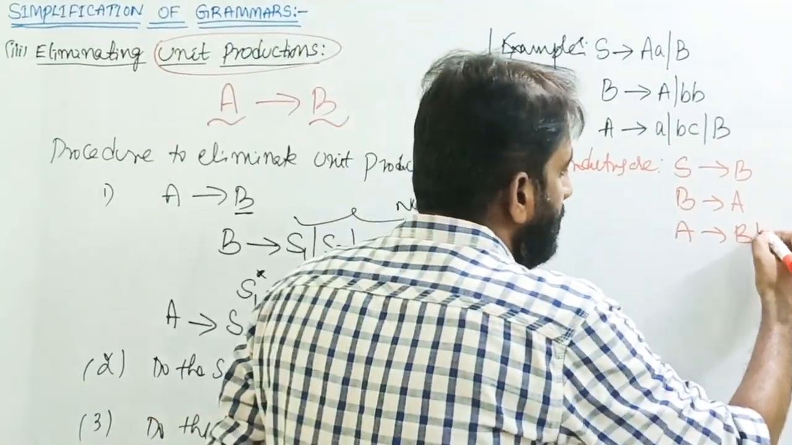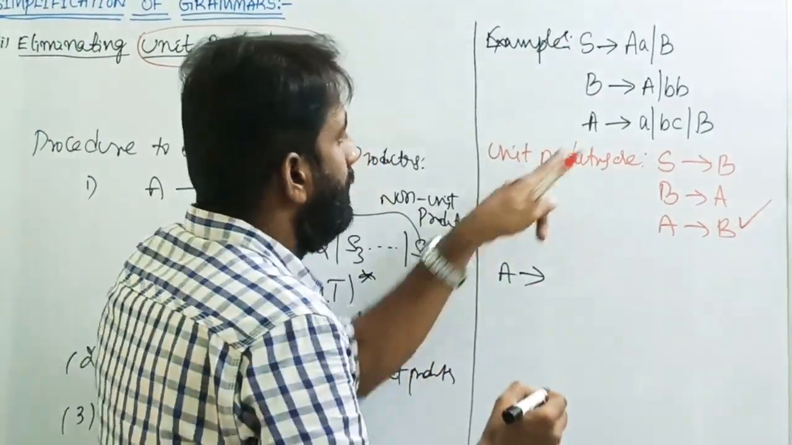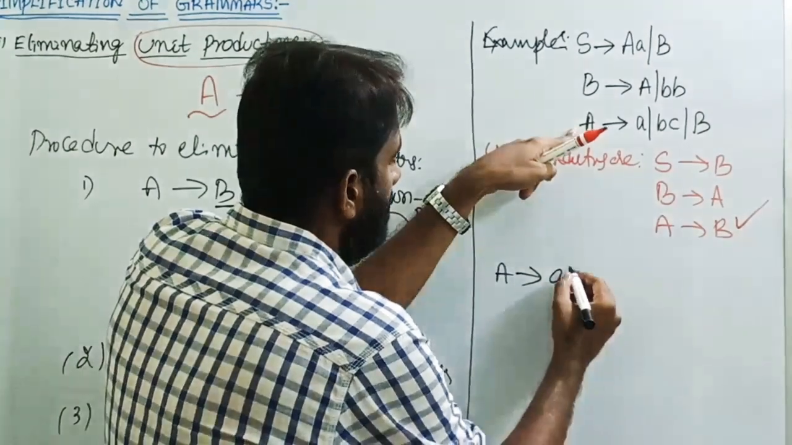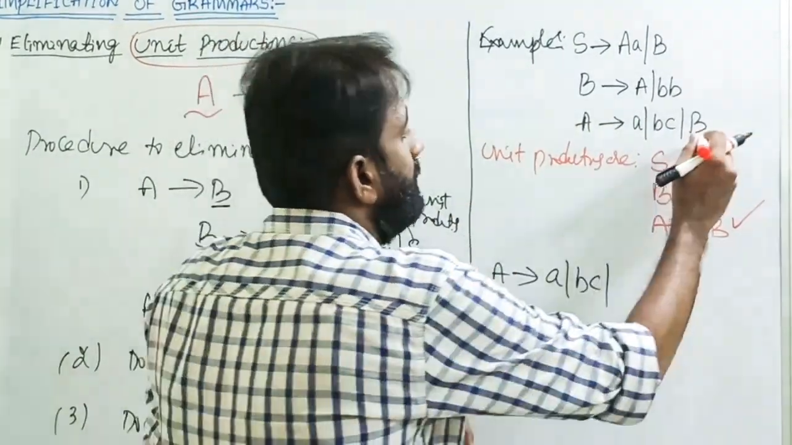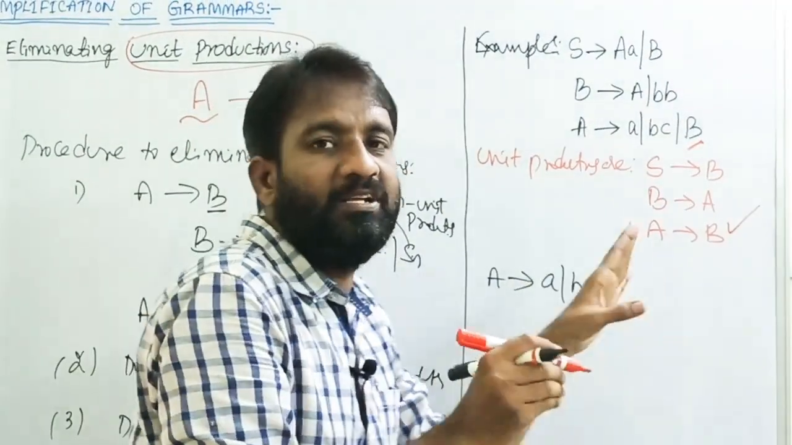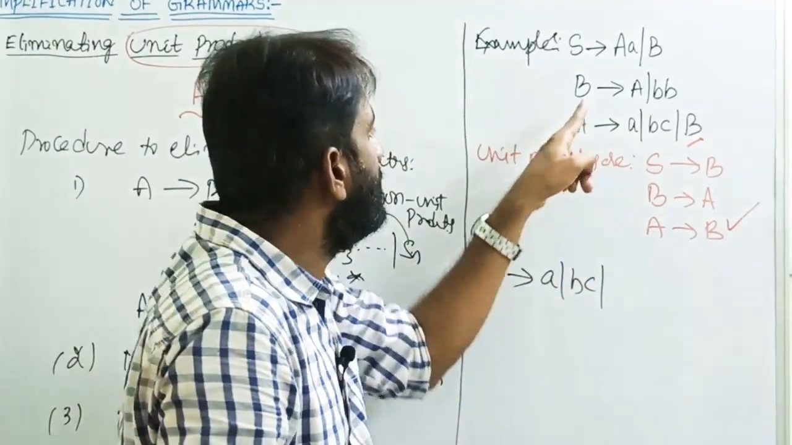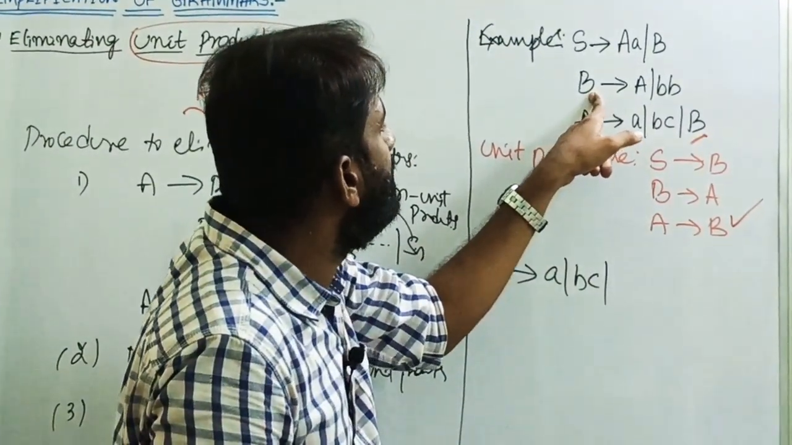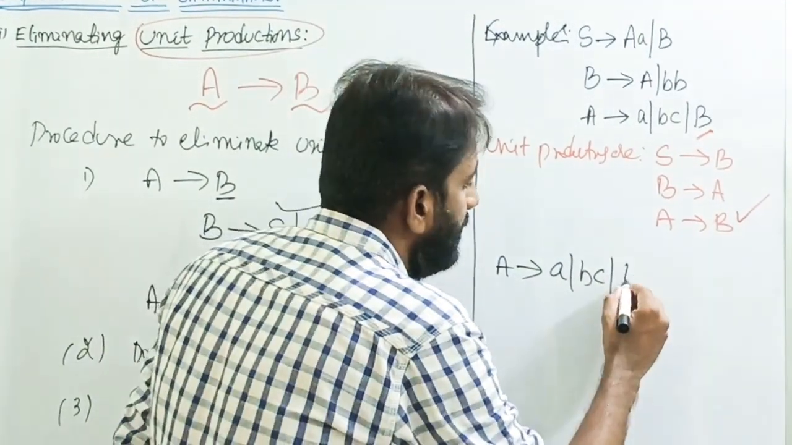First take this production, A tends to A slash BC slash. Now we are removing B from this. So how can we remove B? Add the non-unit productions of B to the A production. The non-unit production of B is double B. So add double B here.